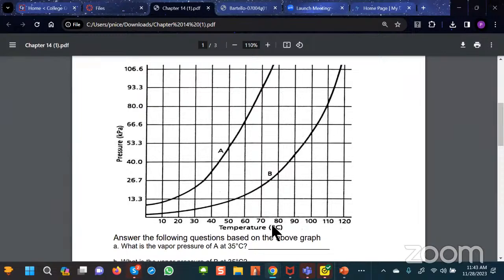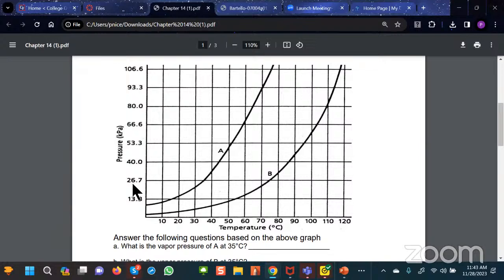The first question is, what is the vapor pressure of A? The graph, by the way, is a plot of pressure versus temperature. This is the curve for A. This is the curve for substance B, right? So the question is asking, what is the vapor pressure of A at 35 degrees Celsius? 35 looks like somewhere here in between 30 and 40. And it just so happens that it intersects with the line representing 26.7 kilopascals. So the vapor pressure of A at that temperature would be 26.7 kilopascals.